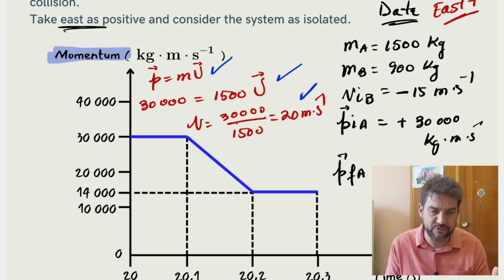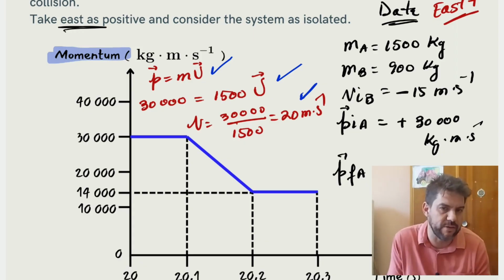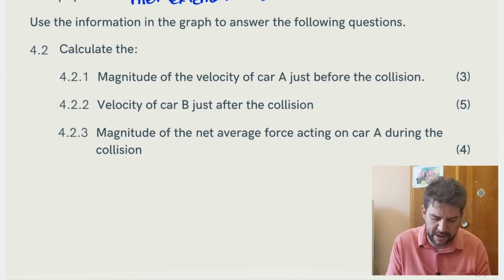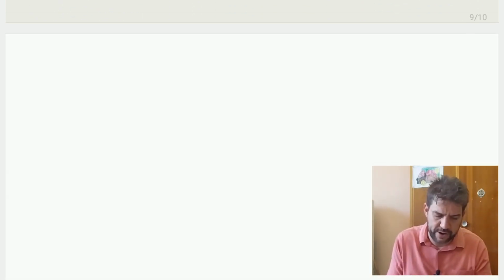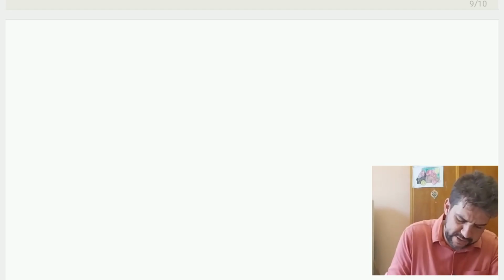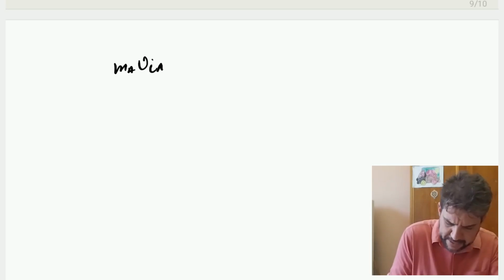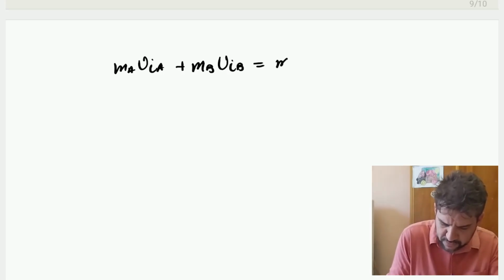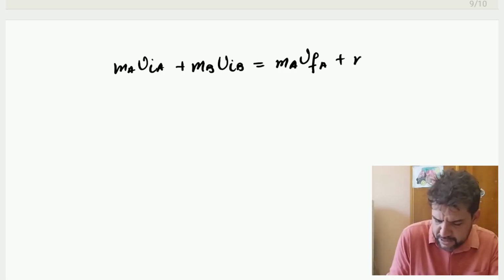Now we have to look for the velocity of car B, and we don't have the momentum for that one. So we have to use the law. Now let's apply the law on the new page right here. So the law states that the mass of car A multiplied by the initial velocity of car A plus the mass of car B multiplied by the initial velocity of car B is equal to the mass of car A times the final velocity of car A plus the mass of car B times the final velocity of car B.